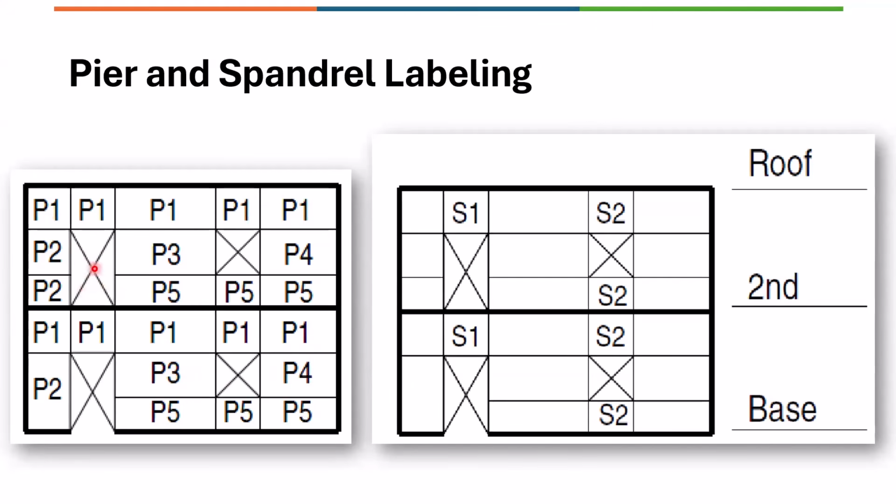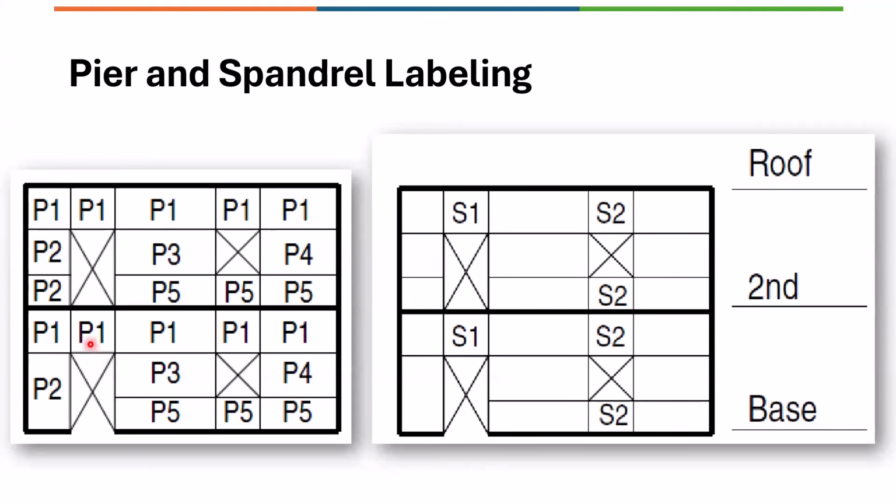And if there are openings and on the left, you can label them as a single. If you see the P2, it is single for the entire vertical. Or if you wish, you can have different labeling even within that to capture the variation of reinforcement within that. Otherwise, it can be a single pier label for the entire height.